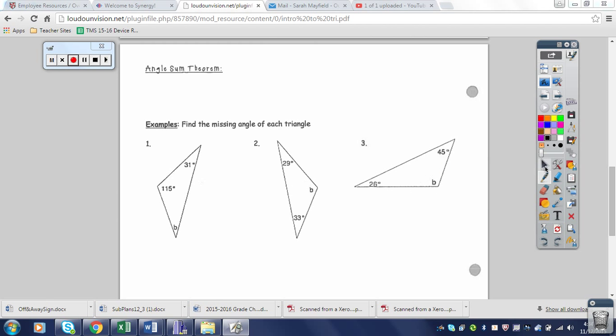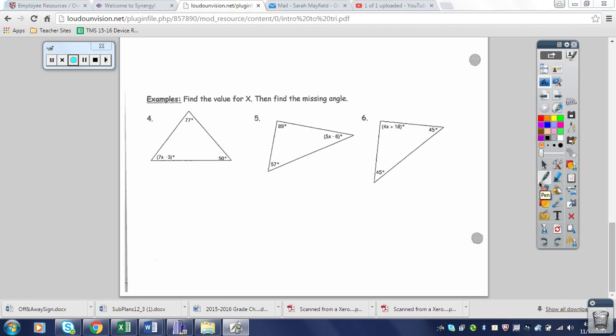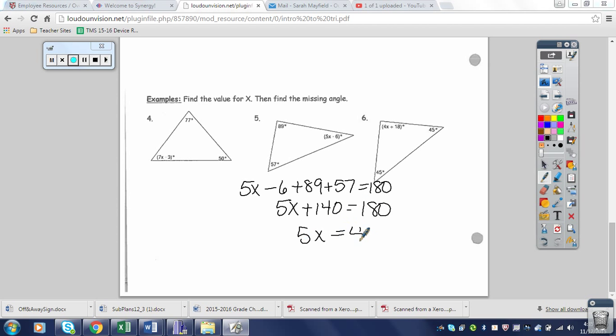If we look down, this is where it gets a little bit harder. Okay? So, you have to set up an equation. So I have 5x minus 6 plus 89 plus 57 equals 180 degrees. Let me make sure that's supposed to be a minus 6. Yep. Alright. So when you combine like terms, you get 5x plus 140 equals 180. So for x, 5x equals 40. So x equals 8.